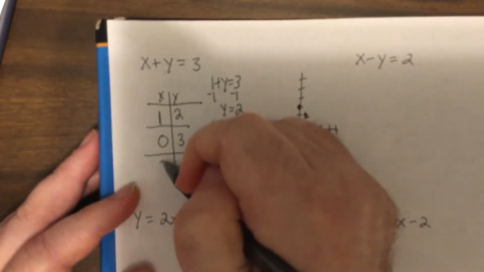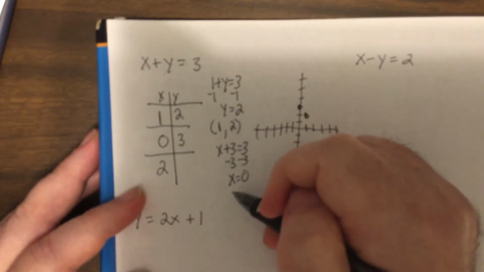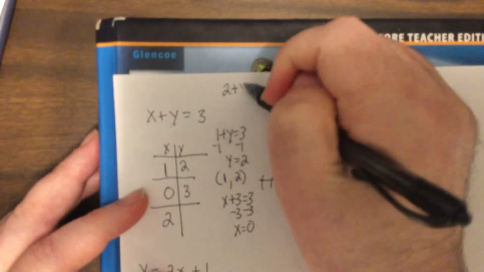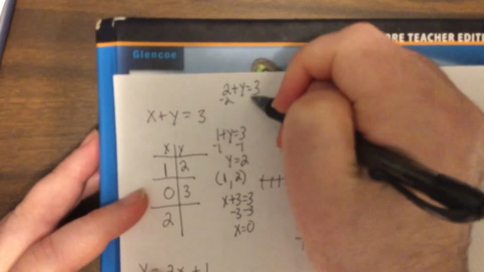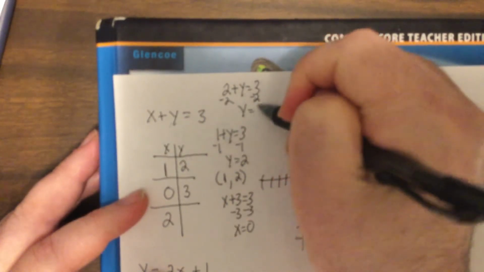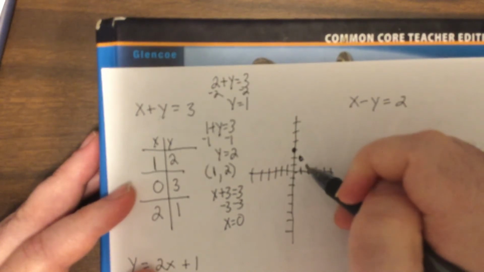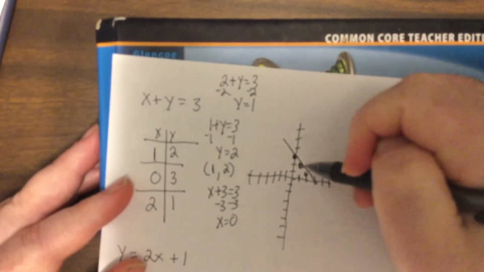Then let's put 2 in for x. Now I always like 3 ordered pairs. So 2 plus y equals 3. Subtract 2 to get y by itself. y equals 1. And (2, 1) would be right 2, up 1. Then once you get 3 points, just connect the dots.